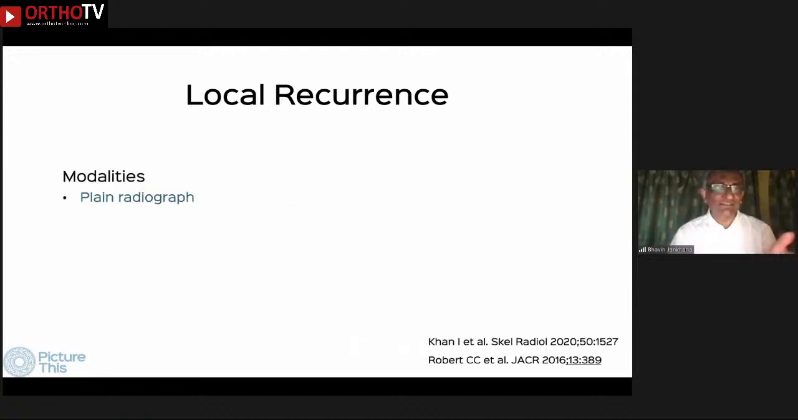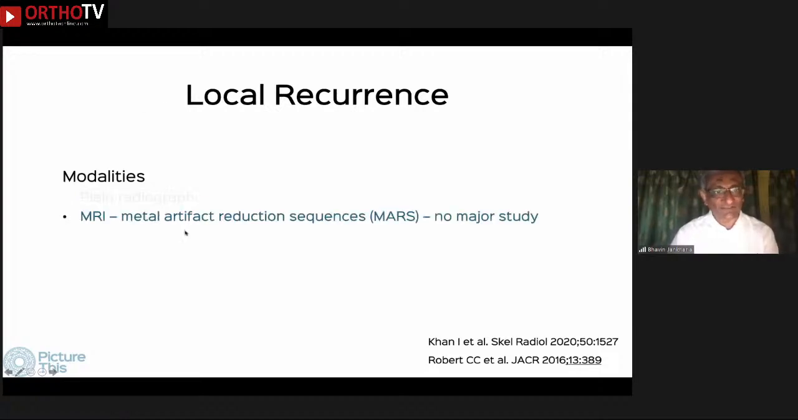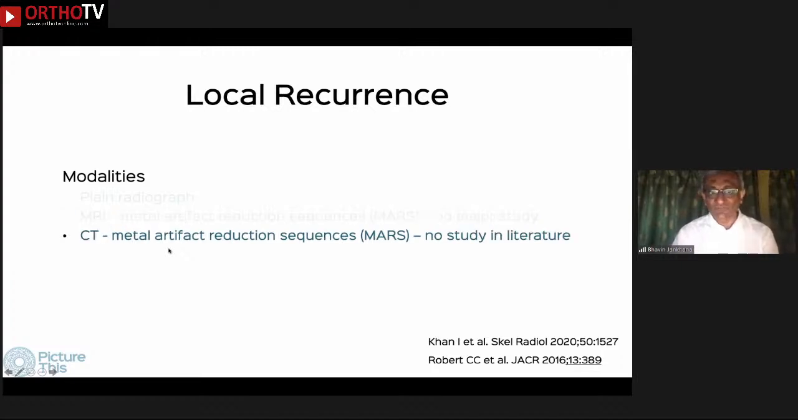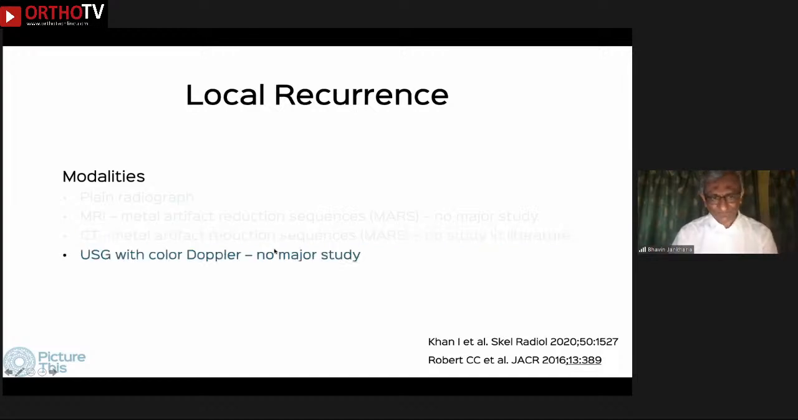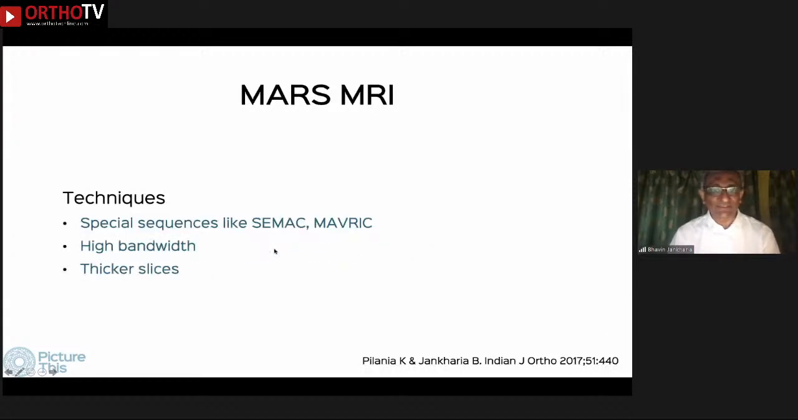The modalities that we have, and we shouldn't discount the plain X-ray, it really makes a difference in the presence of metal. Then we use MR with metal artifact reduction sequences, but there's been no major study on this particular topic. The same goes for CT. We use Mars CT quite a bit. Ultrasound with color Doppler also helps, and I'll show one example of that, as does PET CT.